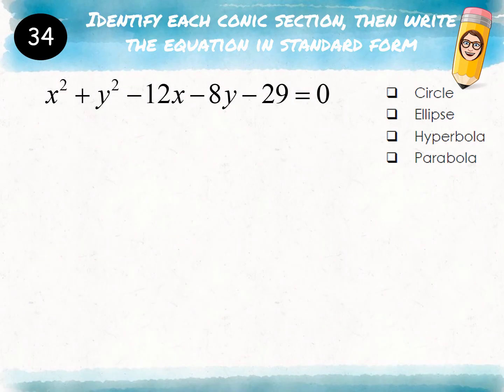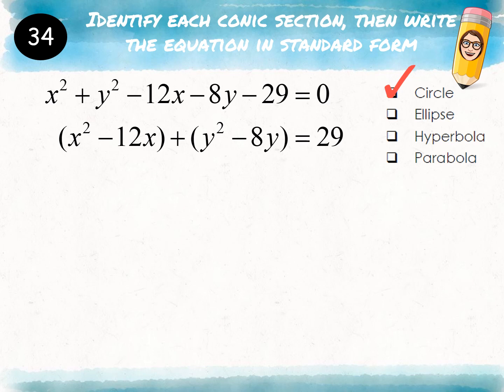Let's keep going. Number 34. First, let's identify what it is. I have x squared, y squared, plus sign with both the same coefficients, so therefore it's a circle. Go through our steps. Step 1, group the x's and the y's and move the constant to the other side. Step 2, the coefficients of x squared and y squared must be 1. Check. Good. It's a circle. It should be. Step 3, complete the square.